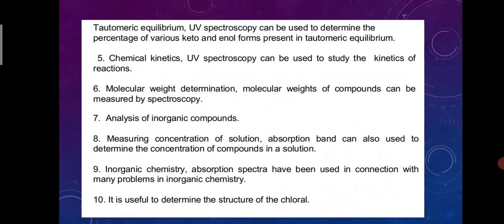The analysis of inorganic compounds can also be done by using this spectroscopy. The measuring concentration of solution: absorption bands can also be used to determine the concentration of compounds in a solution. The absorption spectra have been used in connection with many problems in inorganic chemistry. It is useful to determine the structure of chloral. These are the applications of this UV visible spectroscopy.